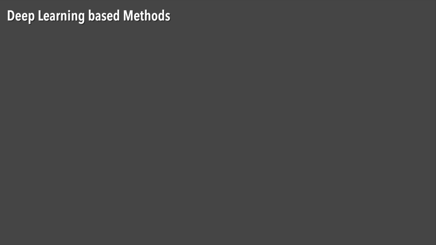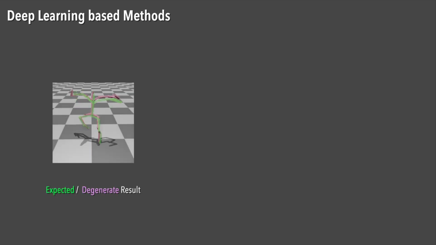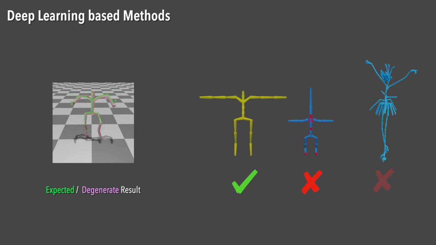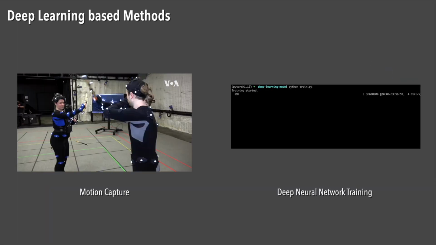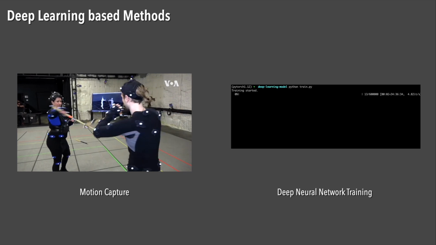However, these models often produce artifacts such as jittery or oversmoothed motions. Also, these models are generally skeleton-specific and usually tend to fail on large and complex skeletons. The difficulty of motion data acquisition and long offline training time greatly limit their usage.